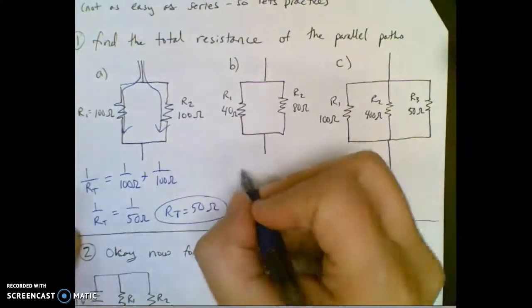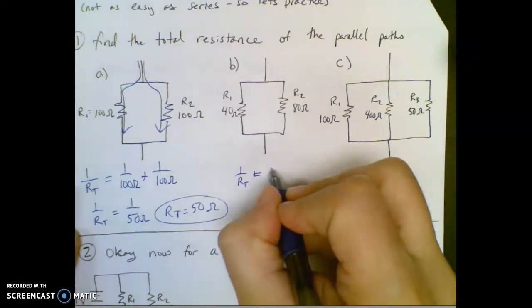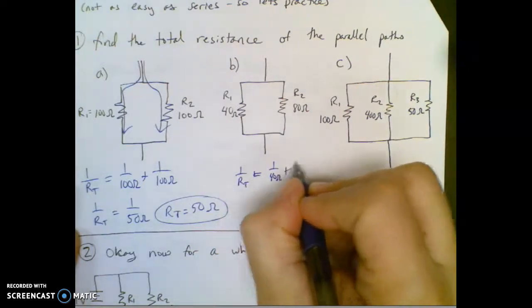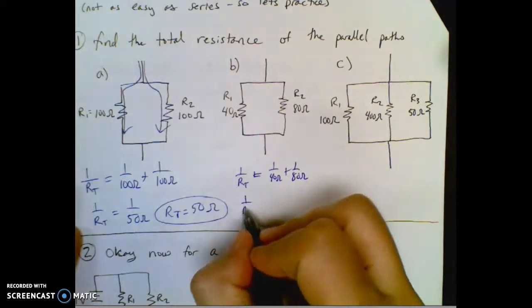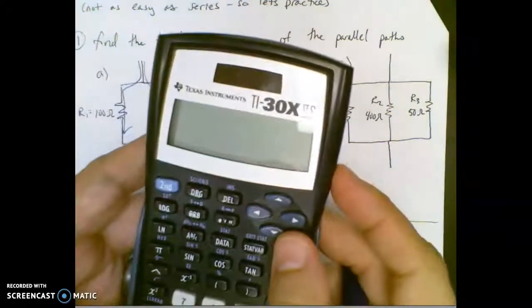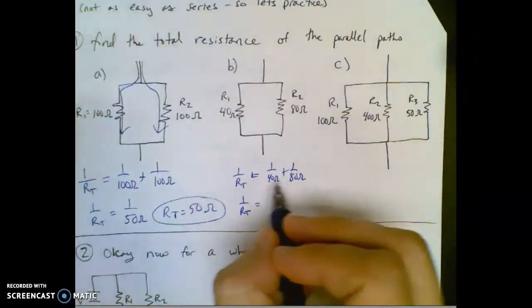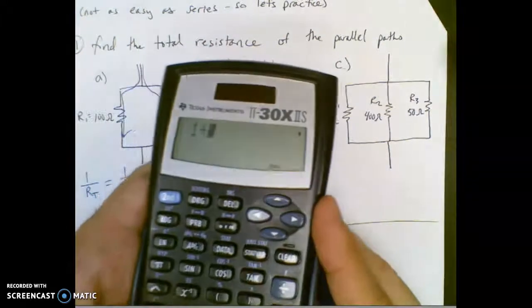40 and 80, same deal. We're going to do 1 over RT equals 1 over 40 ohms plus 1 over 80 ohms. Okay, now this one, you might not know what 1 over 40 plus 1 over 80 is. You could turn them into both 80s and get 3 over 80. But we could also do it this way.